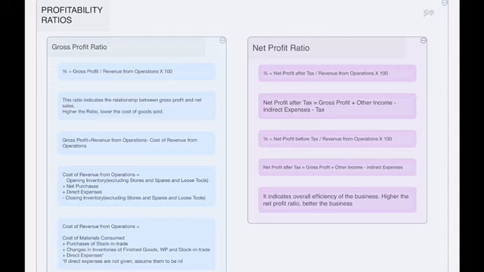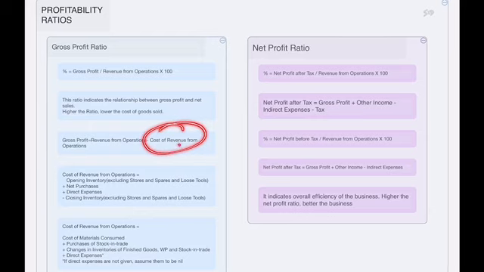And if this ratio is higher, that means the cost of goods sold is lower and will indicate higher profitability. Therefore, higher the ratio, better the results. So, higher the better, that is the more the better. Gross profit can be calculated as revenue from operations less cost of revenue from operations. Simply speaking, net sales minus cost of goods sold.